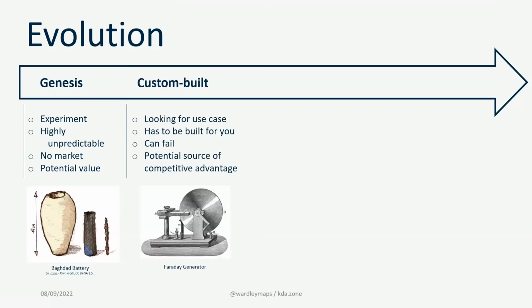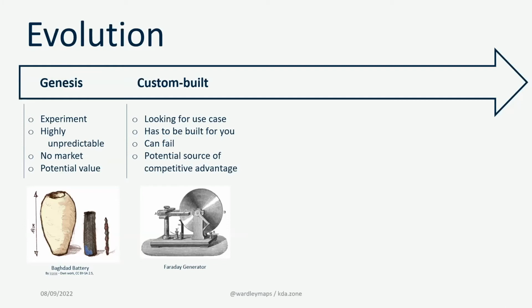In a custom build phase, you are looking for a use case, but you can't buy a solution off the market because it doesn't exist yet. You have to build it yourself or have it built for you. And because it has to be built for you and nobody did it before, the chances that it will fail are relatively high. But if you succeed in the right domain, what you have built will be a potential source of competitive advantage. With the stress on potential source of competitive advantage.